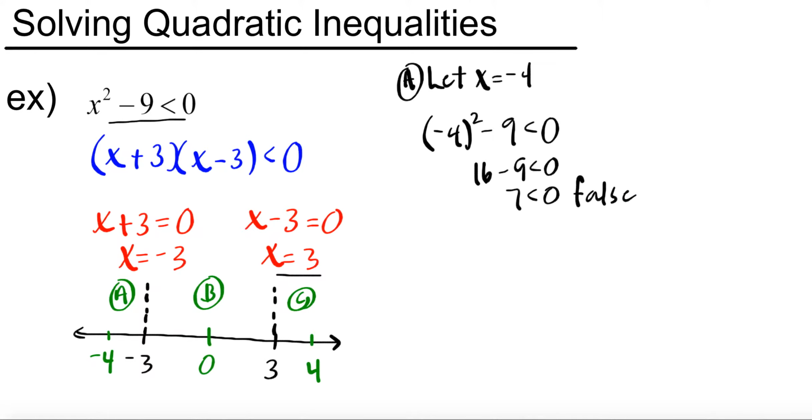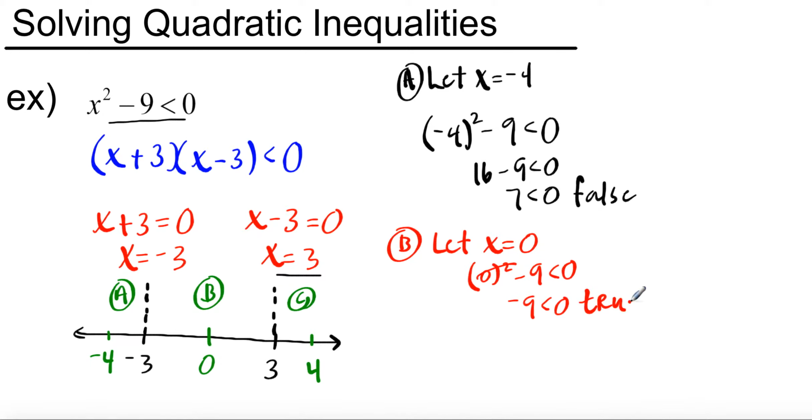So now we're going to do the same thing for section B, and you want to pick any number that lies in section B. So for example, I'm going to let x equal 0. If I can pick 0, I'm going to pick 0 because it's usually very easy to work with. Plugging into the original inequality, 0 squared minus 9 is less than 0. 0 squared is 0, so that's gone. Negative 9 is less than 0. That's a true statement. So that means we do have solutions in section B, so we want to shade that section. Okay, shade that in.